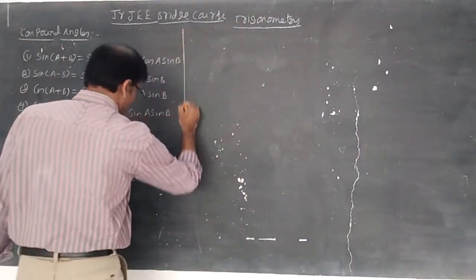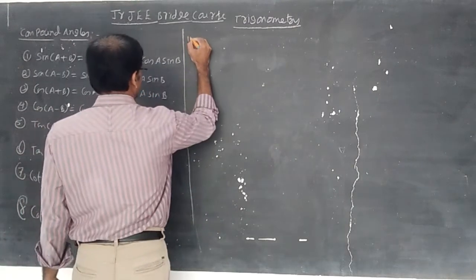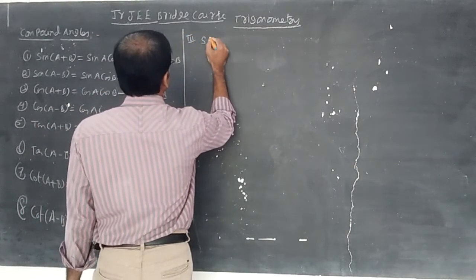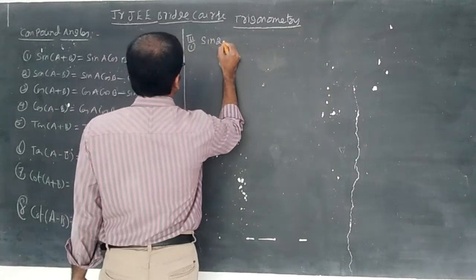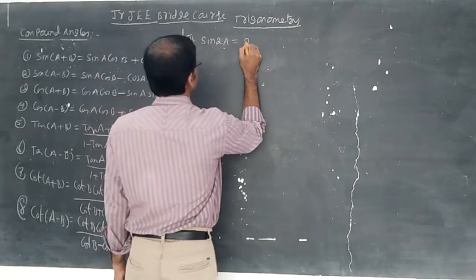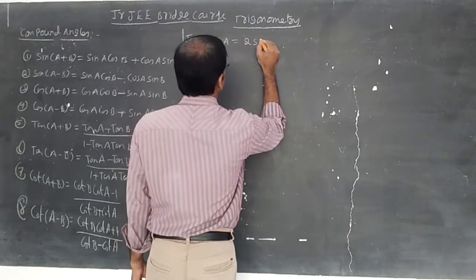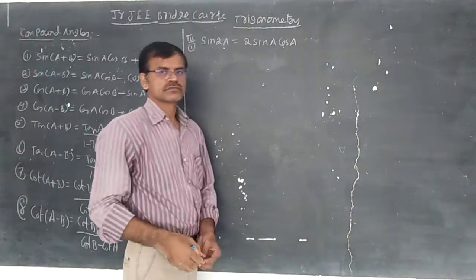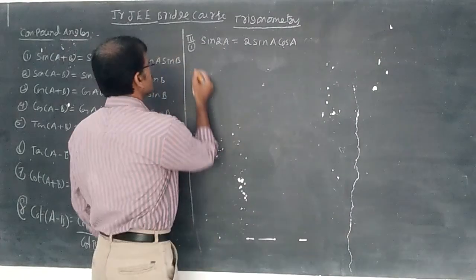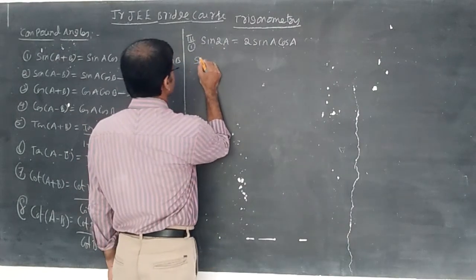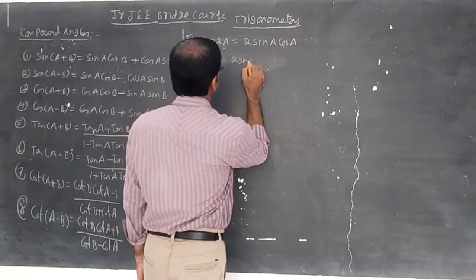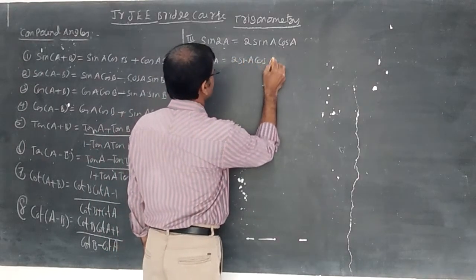Now, Roman number 3. Let us write in this first one. Sin 2A, you take. Sin 2A is equal to 2 sin A cos A. Already we have learned. Next step I am writing: sin 2A is equal to 2 sin A cos A whole by 1.